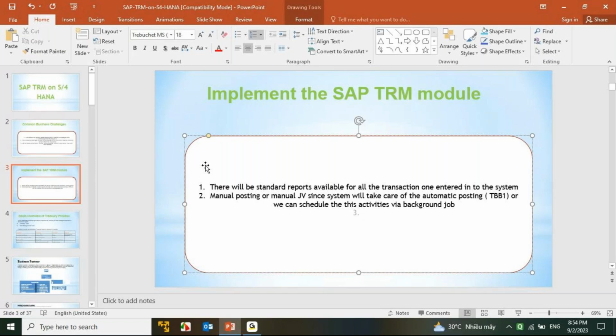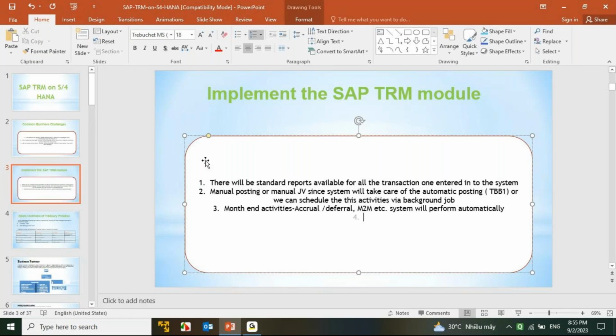Another advantage is all your month-end activities. Month-end activities, like when you talk about month-end, maybe accruals, let's say accruals and deferral posting, or any other, let's say if it is stock, it's mark to market, NPV calculation, all sorts of things would be performed. The system will perform them automatically, of course, based on certain setup we have to do, right? So then all sorts of current versus non-current calculation done by the system.